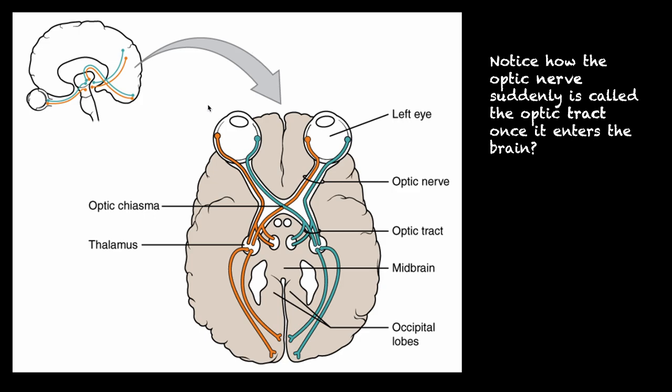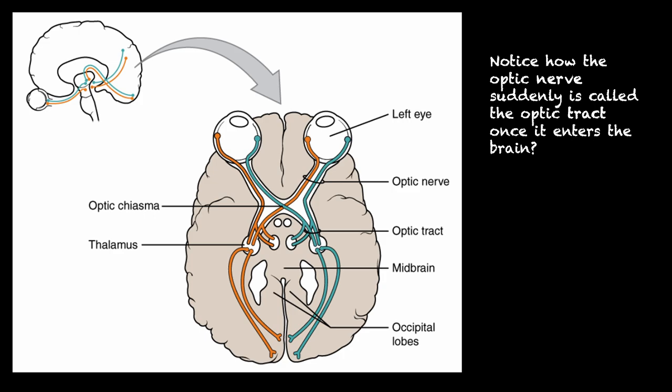Now, there's a couple of things to notice about this, but there's one thing I want you to pay attention to right now. When this information first starts traveling from the back of the eye, it is traveling through the optic nerve, of which we have two optic nerves. We have one on the left and one on the right. But then once this optic nerve starts getting deeper and deeper into the brain, look at what we call it at this point. Now we're calling it the optic tract.